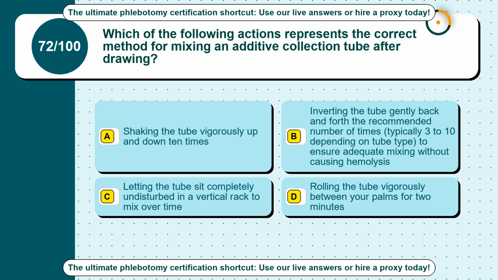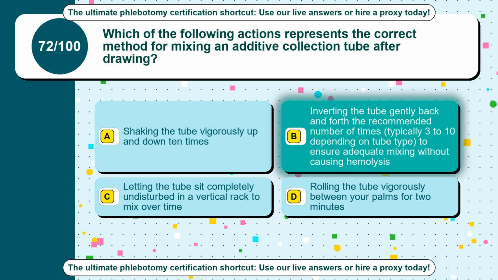Option C. Letting the tube sit completely undisturbed in a vertical rack to mix over time. Option D. Rolling the tube vigorously between your palms for 2 minutes. The correct answer is option B. Inverting the tube gently back and forth the recommended number of times, typically 3 to 10 depending on tube type, to ensure adequate mixing without causing hemolysis.